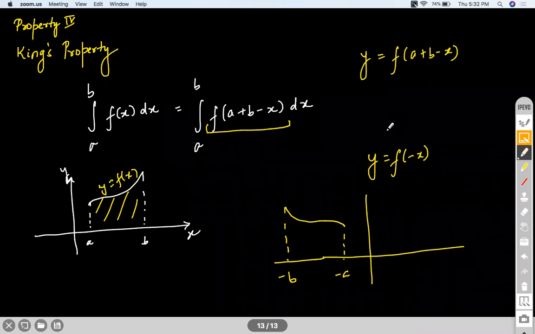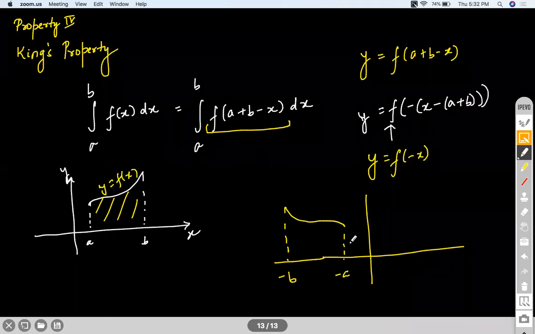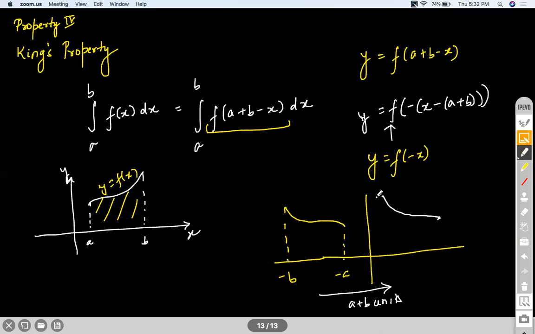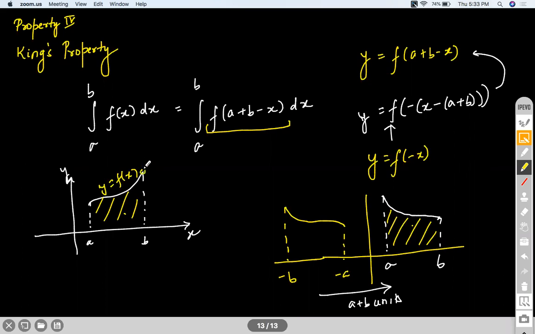Okay, now what I'm going to do is change my x to x minus of a plus b. That means I'm going to shift this graph to the right by a plus b units. If I do that, this end will come at b, this end will come at a, and the graph will start looking like this. Okay. So the property says that this is nothing but your graph. So this property says that this area and this area are the same, which is actually correct, because you just flipped the position of the corners of the graph, which doesn't change the area within the graph. Okay, so this end came over here, and this end came over here, and your graph started looking somewhat like this. That doesn't mean the area is going to change.